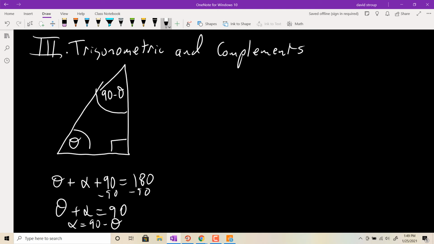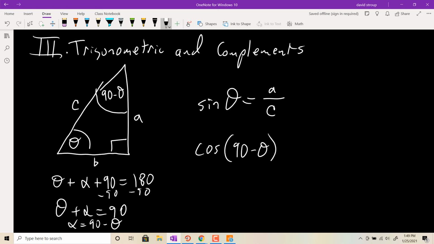Okay. So what? Well, think about the trig functions in terms of the sides of this right triangle. Sine of theta, if I label the sides A, B, and C, sine of theta is opposite, that was A, all over hypotenuse, which is C. And then what I'm saying here is that cosine is the same thing, right? Because cosine of 90 minus theta, that top angle, is going to be adjacent, which is A, all over hypotenuse, which is C. They're the same. The sine of theta is equal to the cosine of 90 minus theta.